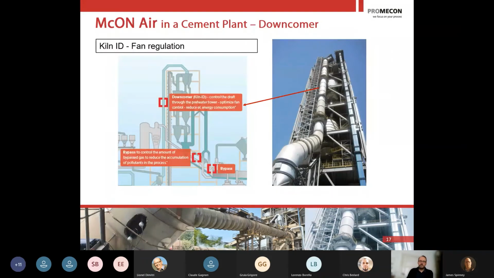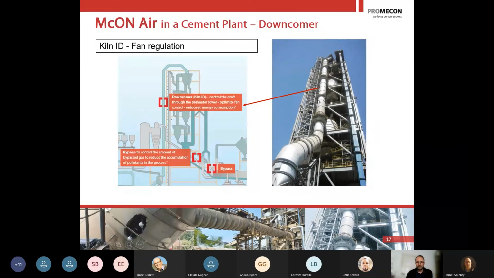The next application, which from my side I think is the most common application for this measurement, and gives very high potential for optimization, is the downcomer. So you see here the downcomer duct after the preheating tower, and the measurement is just installed directly to the duct. You don't have to put any other installation there.